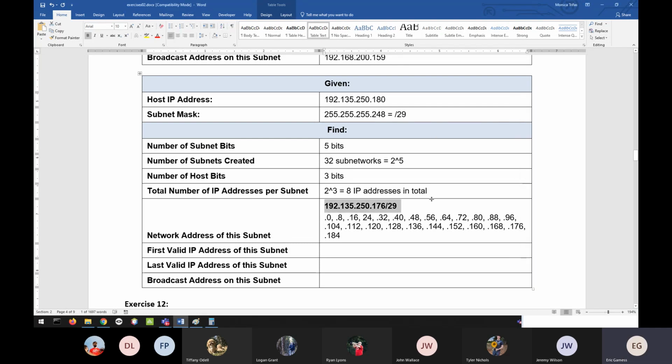Okay, so what will be the broadcast address? So look at, I am in this network. The next network starts in 184. So this network has to end where? One IP address before 184. What is one IP address before 184? 183. So that will be 192, 135, 250.